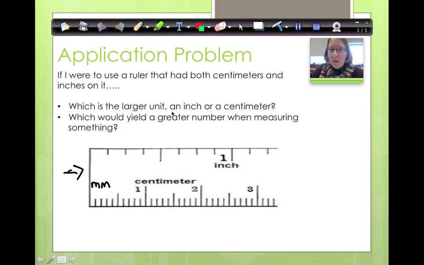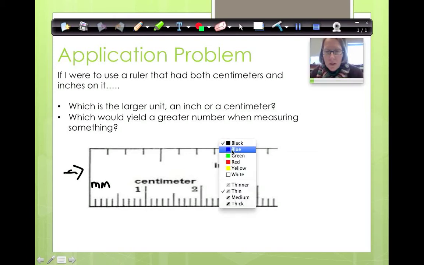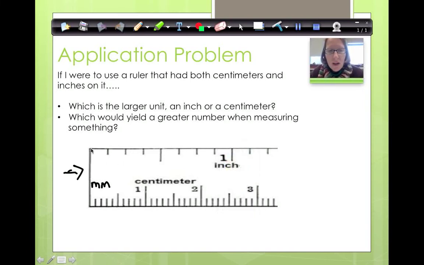Which is the larger unit, an inch or a centimeter? Let's do blue. Okay, an inch. Now this is a blown up version of a ruler, isn't it? Because an inch is not really this big. This is much bigger than an inch. It's magnified. From the 0 point all the way to the mark where it says 1 is 1 inch. From the 0 point to the first line here, we have 1 centimeter.